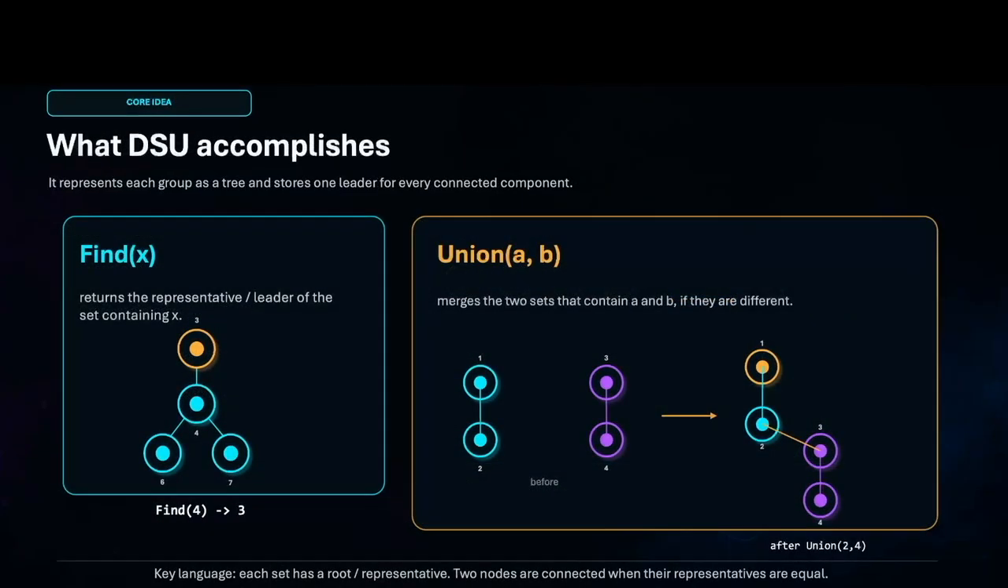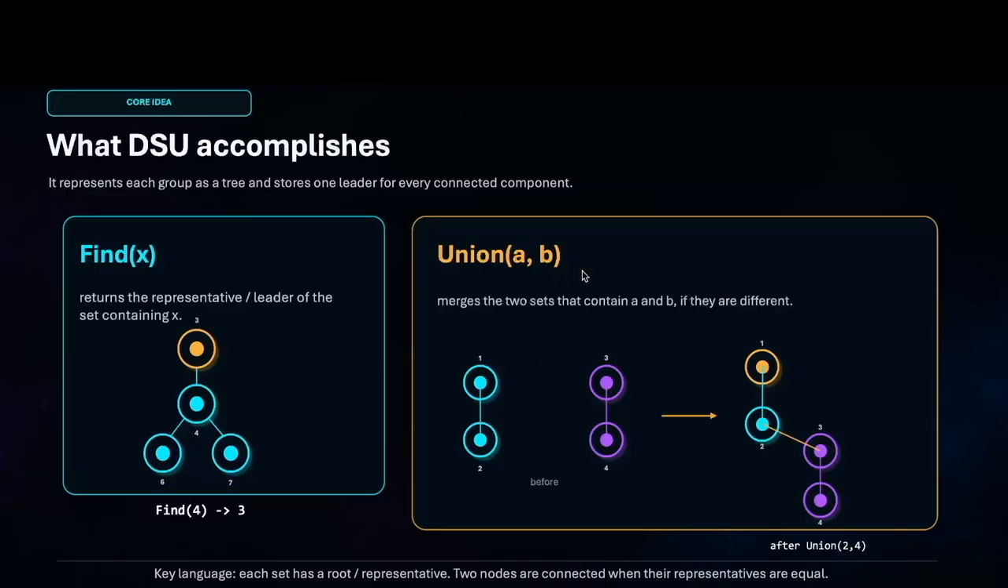Now, let us understand how DSU works internally. DSU represents every group as a tree, and every tree has one special node at the top, called the root or representative. The root is the leader of the group. There are two fundamental operations in DSU. The first is find of x. Given any node x, it climbs up the tree and returns the root of that group. So, in the diagram, the find of 4 will return 3 because 3 is the root of the tree. Similarly, 6 and 7 will also return 3 as their root.